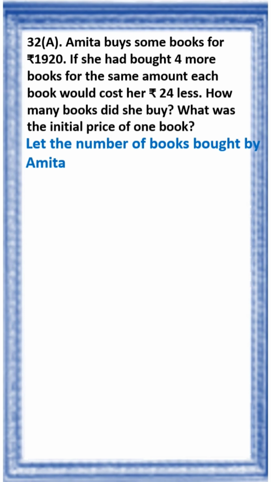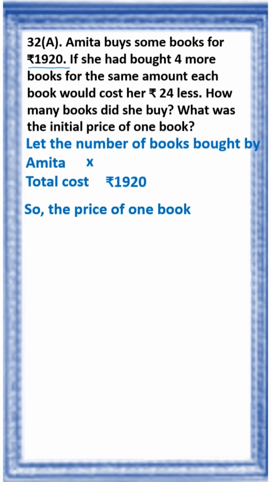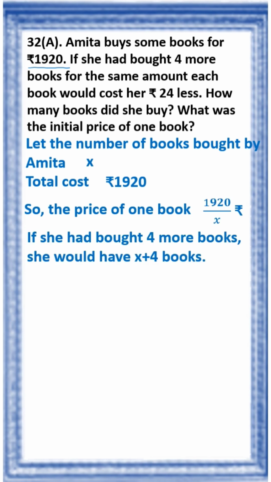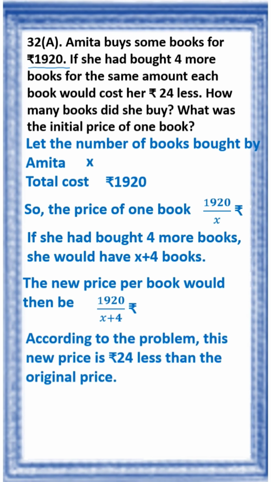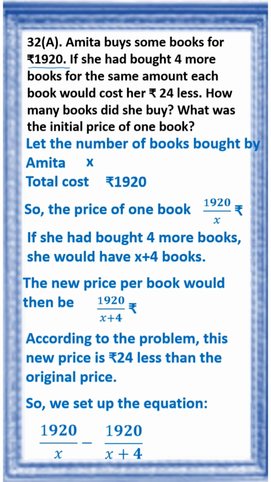Now, let the number of books bought by Amita be x. Now, total cost, what is it? 1920. So, cost of each book, what is it? 1920 by x rupees. If she had bought 4 more books, she would have x plus 4 books. Then the new price per book would be 1920 by x plus 4 rupees. According to the problem, this new price is 24 less than the original price. So, we set up the equation as 1920 by x minus 1920 by x plus 4 is equal to 24.